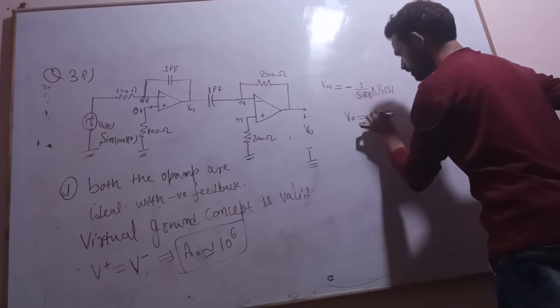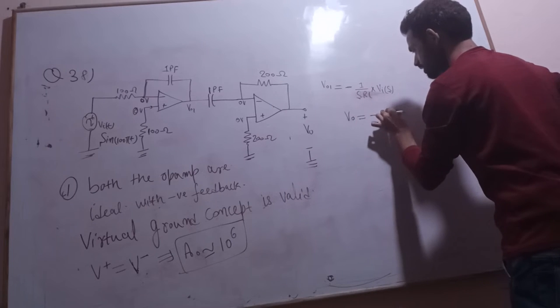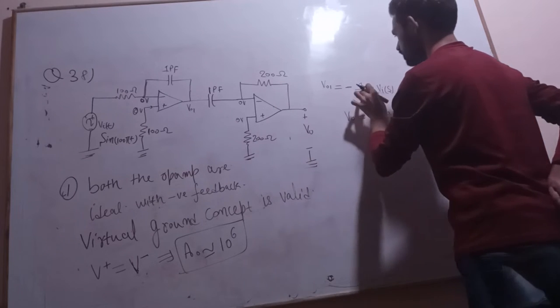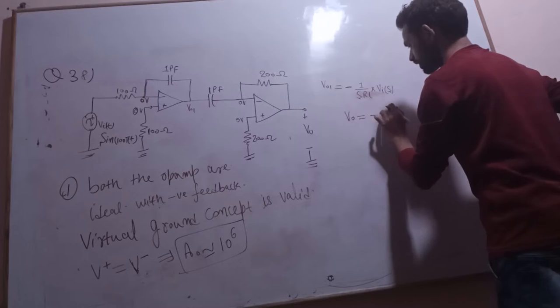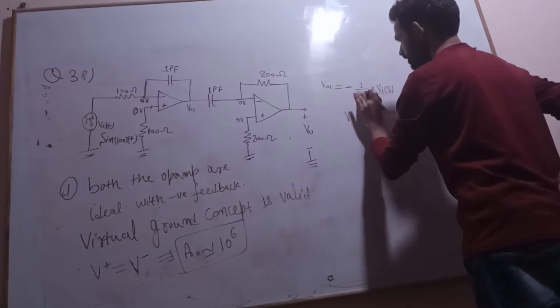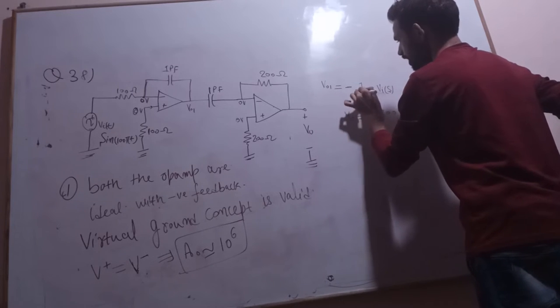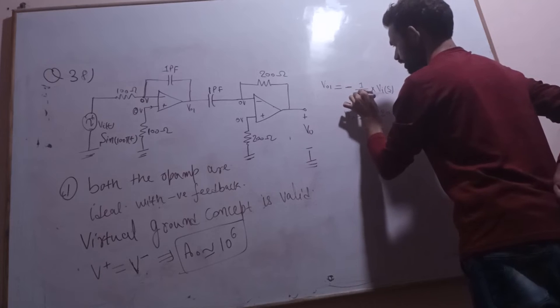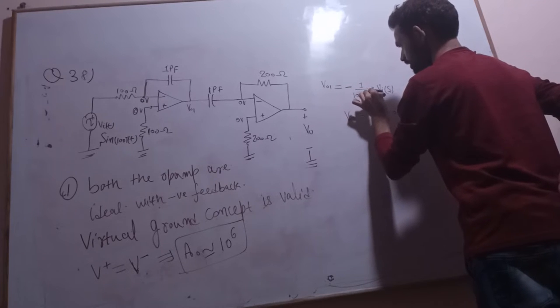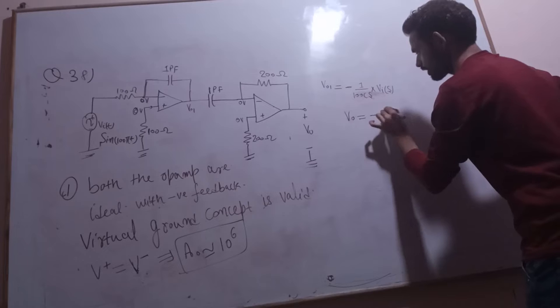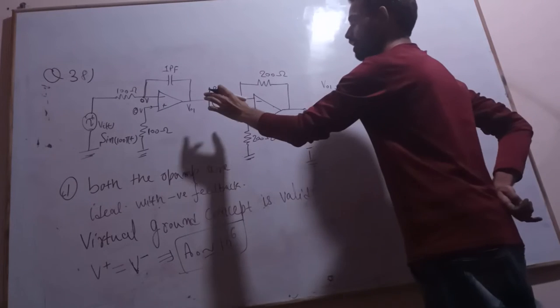V naught is equal to minus RF. RF is 200, okay. Here also this R is 100. So 100 SC, 100 SC, 100 CS. So this is minus RF by R1.